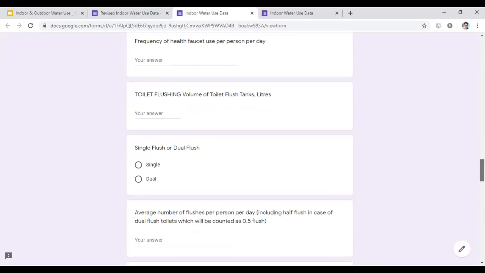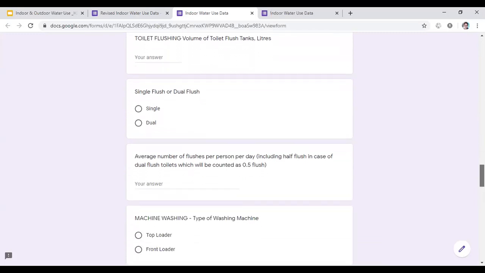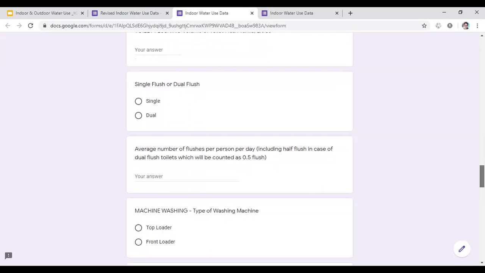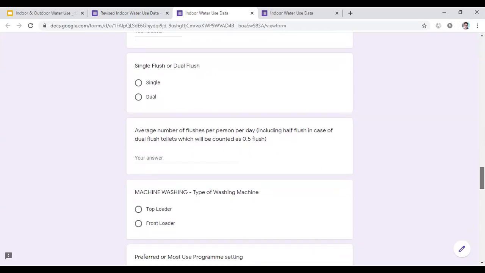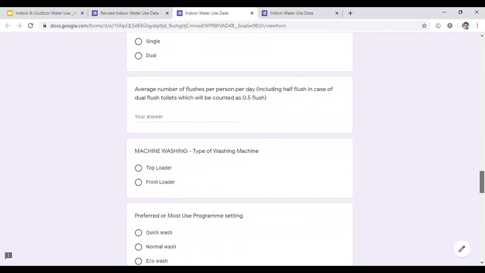And then you note down, is it a single flush? Is it a dual flush? And then the average number of flushes per person per day, including the half flush. If it is a dual flush, you may ask them to count the half flush as 0.5. So they'll say 3.5, 2.5, or it may be 2, because 2 of them are half flushes and 1 is a full flush. So it could still add up to 2, but ask them to count the half flush as 0.5. And then comes the washing machine.